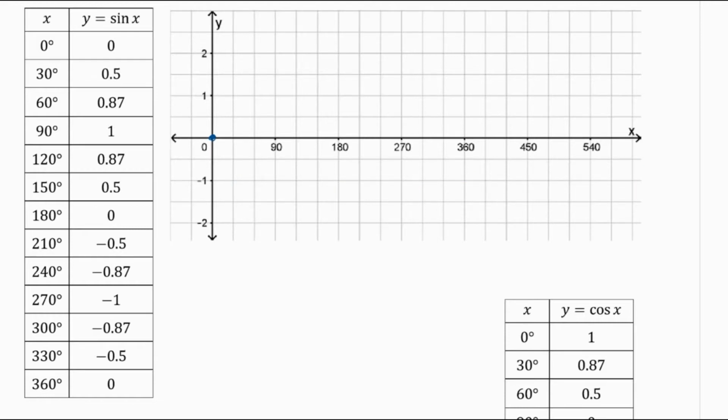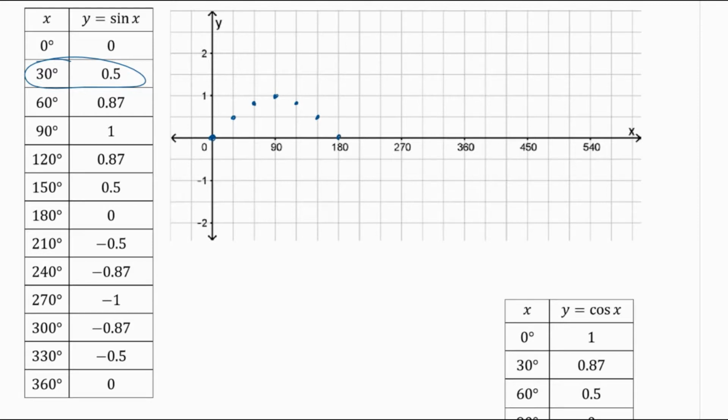So the next one is 30 and 0.5. That means I'm going over 30 and up 0.5. Again, looking at the Y scale and seeing that it's counting by 0.5s, 0.5, 1, 1.5, 2, and so on. Okay, 60, so that's going to be here, and 0.87 is going to be more than halfway up to the top there. You don't have to be perfect. And then 90 and 1, and then 120 and 0.87. So I'm making that sort of flush with the other one, right? Because those are the same, so they're about at the same spot. 150 and 0.5, and 180 goes back to 0.